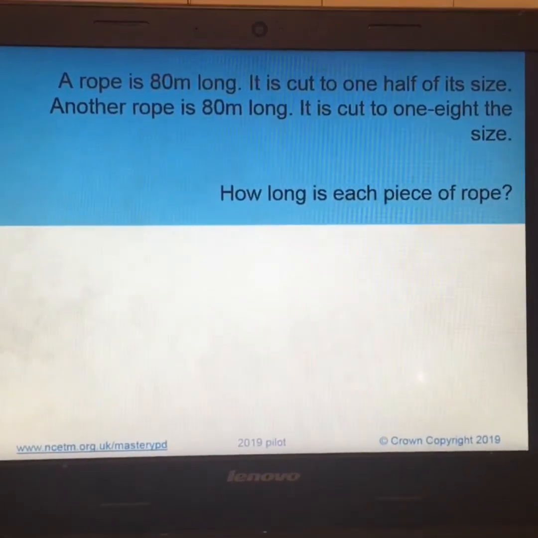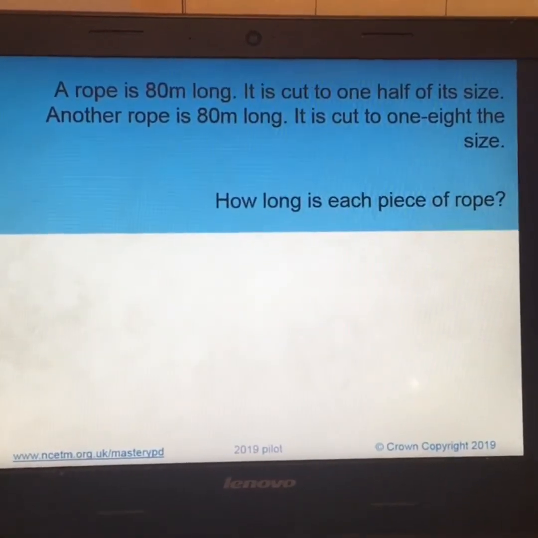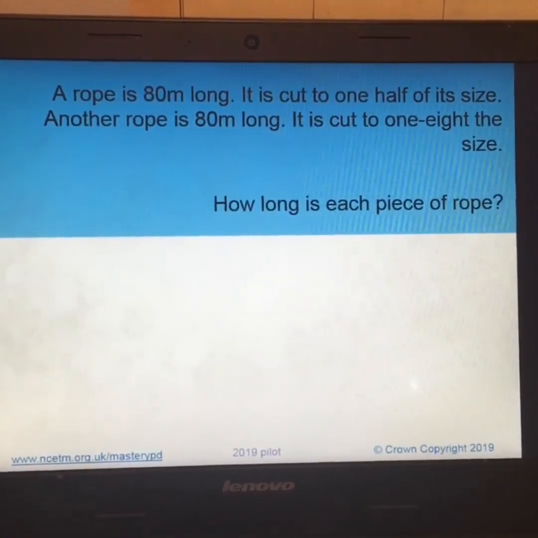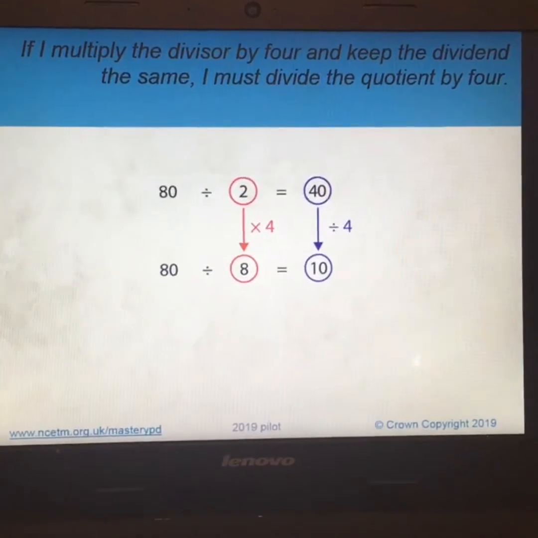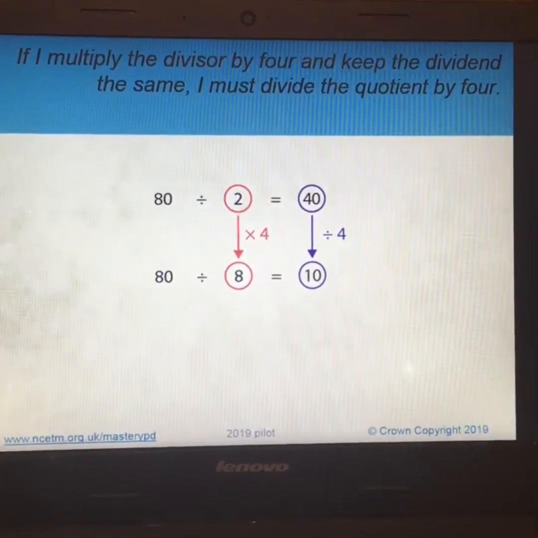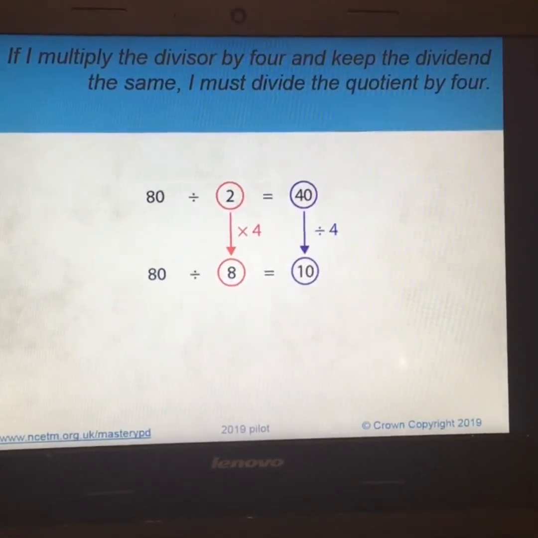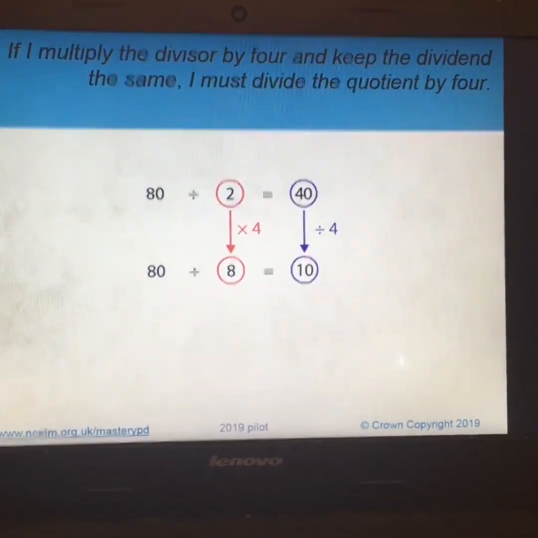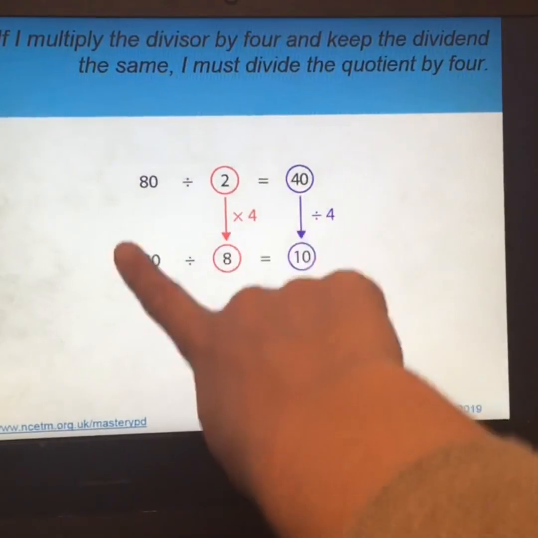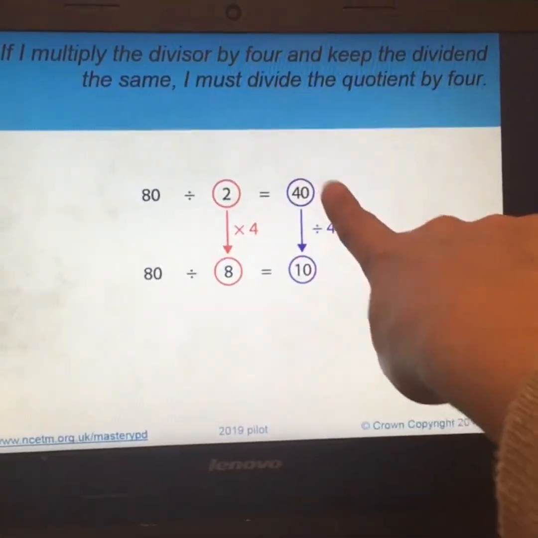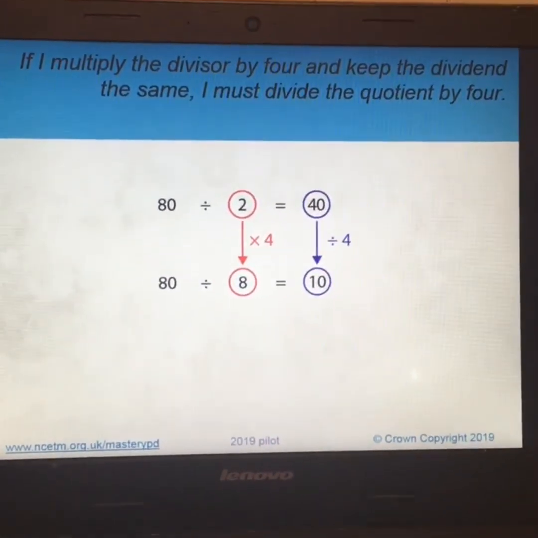Okay, answer time. So for the first one, you're halving it, so you're dividing it by 2. For the second one, you are turning it into an eighth. You are dividing by 8. So 80 divided by 2 is 40. So I can use this to work out 80 divided by 8. If I multiply the divisor by 4 and I keep the dividend the same, I must divide the quotient by 4.